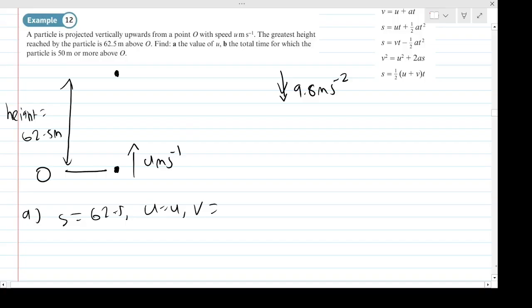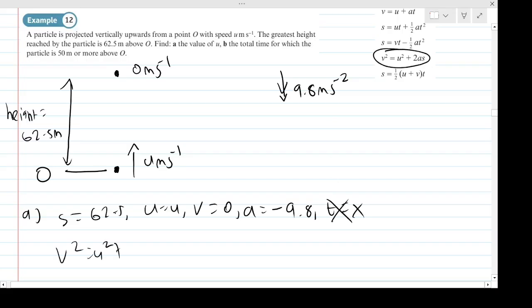V, I do know the speed. It has to come to 0. When it reaches the maximum height, it doesn't move any further upwards, it comes to 0 speed. A, the acceleration when it's moving down in the negative direction, so that's negative 9.8. And t, I don't care about. So which formula doesn't have t in? Well, it's v squared is u squared plus 2as.